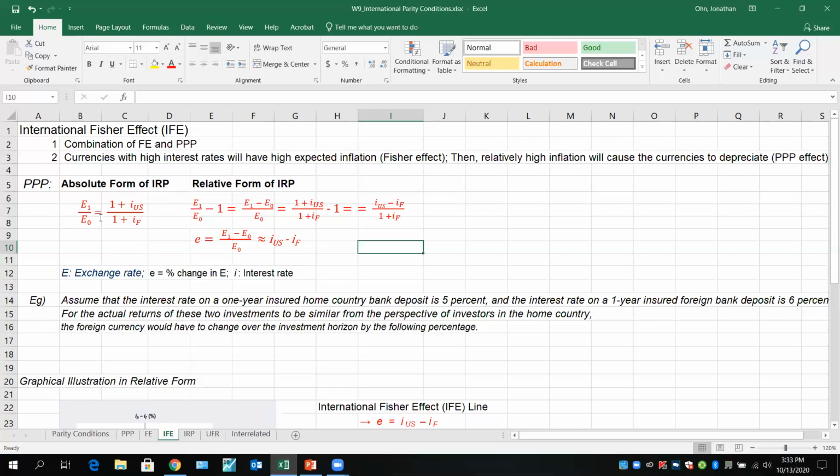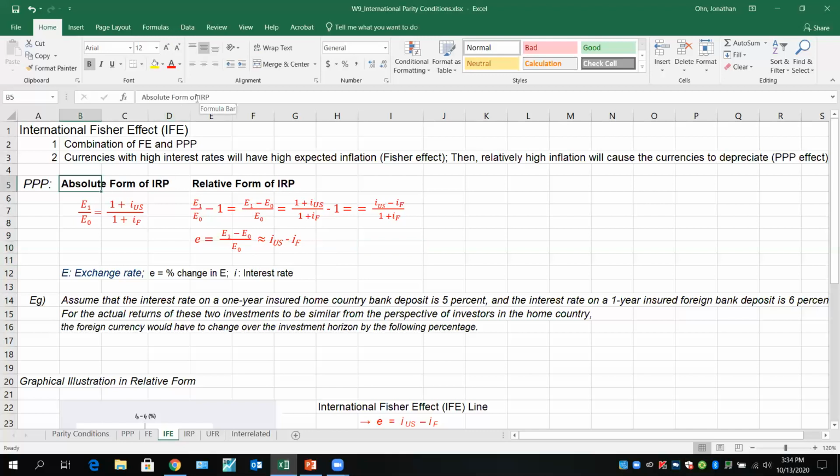If you change this to relative form, subtract 1 from both sides, then you end up with the percentage change in exchange rate equal to the interest rate differential. In PPP, it was the inflation differential or relative inflation. But this time, since we go through PPP and the Fisher effect, we end up with relative interest, or interest differential. That is the relative form of the international Fisher effect.